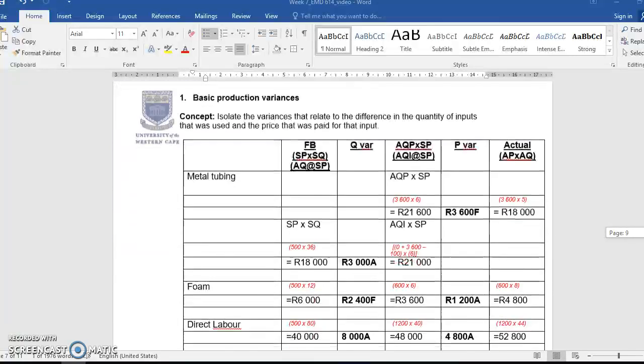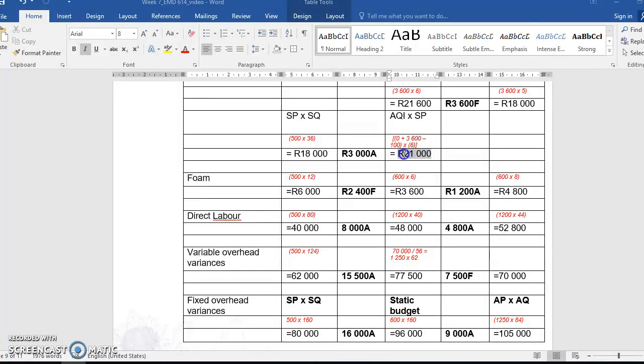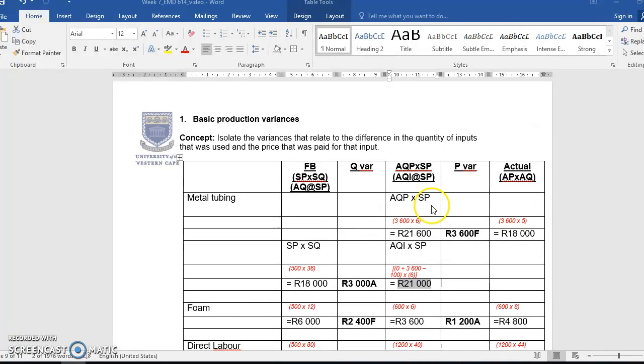So therefore, this is essentially the 3,500 times the 6, which gives you 21,000. And the reason I'm doing that is because these two columns compare what was purchased, whereas these two columns compare what was used, based on what's actually used and what is expected to be used. So what's actually used is 3,500 times 6, the standard price per unit, which is 21,000. Now we look at the flex budget.